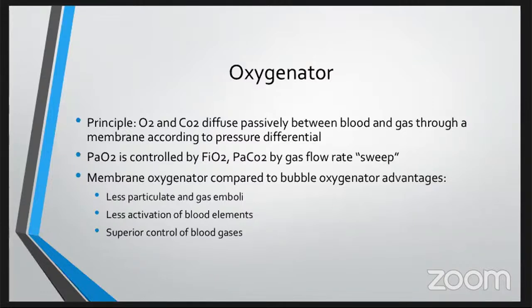We actually have two types of oxygenator, the membrane oxygenator and the bubble oxygenator. The advantages of the membrane oxygenator over the bubble oxygenator are less particulate and gas emboli, less activation of blood elements, and superior control of blood gases. Some studies claim less systemic inflammatory response activation with the membrane oxygenator. But the drawback is that it's expensive.